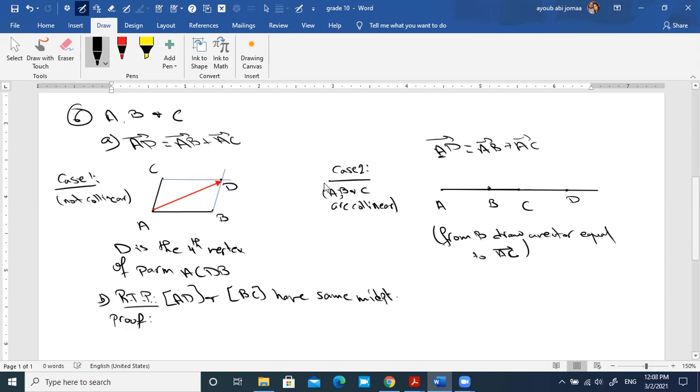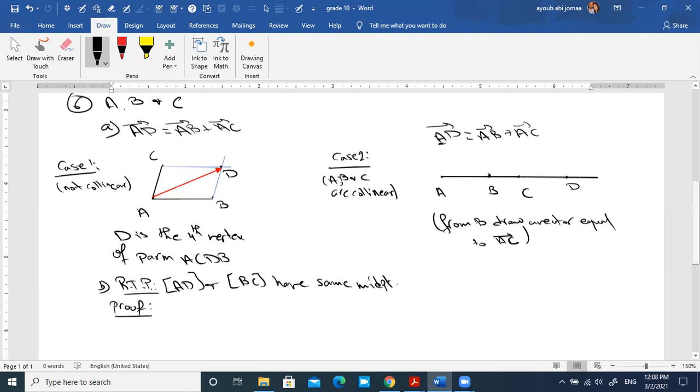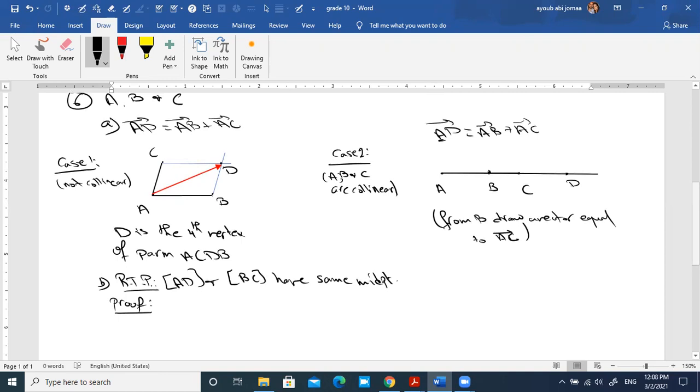For the proof, of course, here also you have to consider the two cases. Case the points are not collinear and case the points are collinear. The first one is trivial.